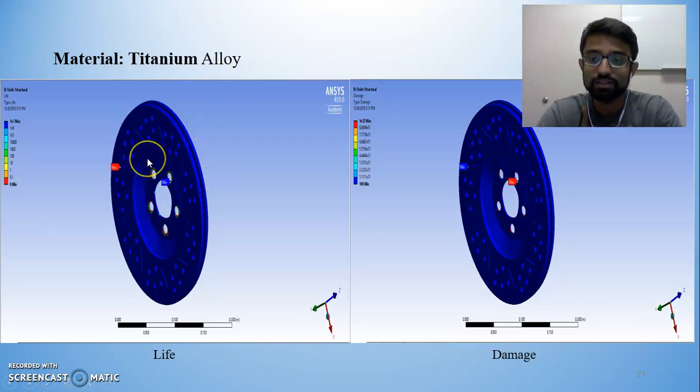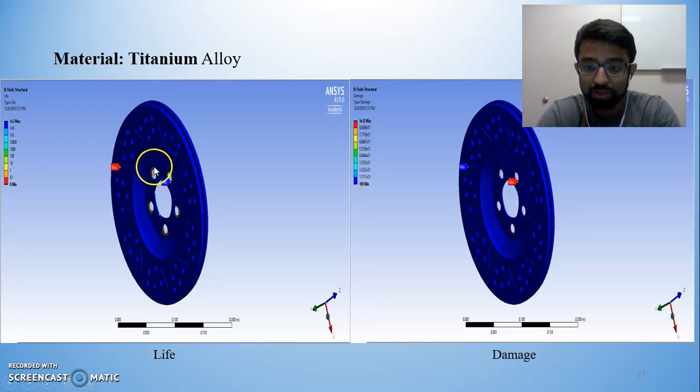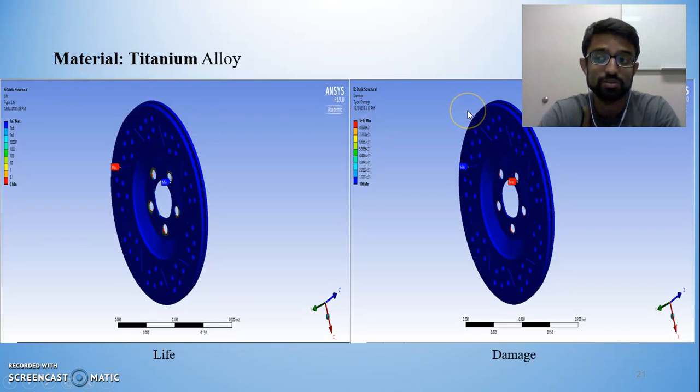As you can see over here, these are the life expectancy and the damage induced contours for titanium alloy. You can see over here that the life expectancy is pretty good for titanium alloy throughout, except for along the holes of the hub where the disc brake would be bolted onto the wheel. But you can see over here that these are pretty isolated results, which can be due to stress concentration. So overall, you can say that the life expectancy for titanium alloy is pretty good, and the damage induced is pretty less.